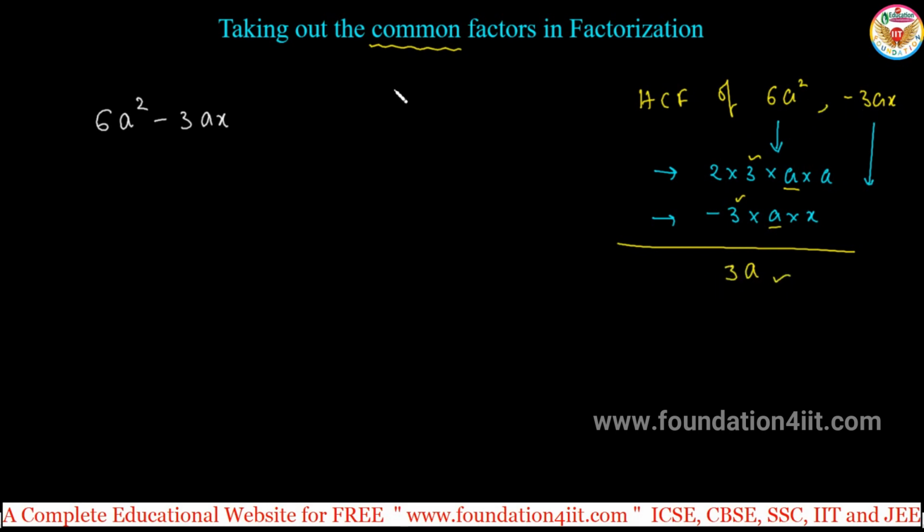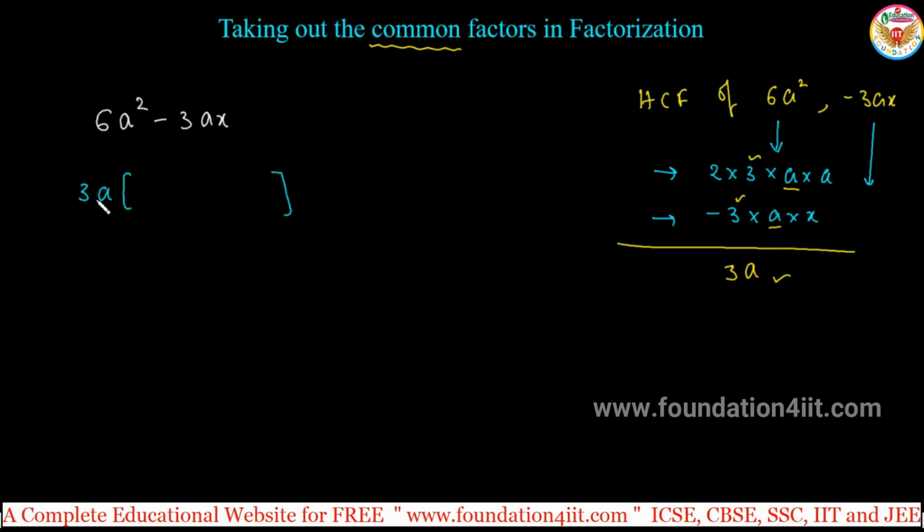Now this 3a we should take common from both terms. So we have the direct method, that is the 3a. We should take the common from both the terms. Now you can check, except 3a, what is remaining in this. So apart from this 3a, the extra is 2 and a. You can write 2 into a.